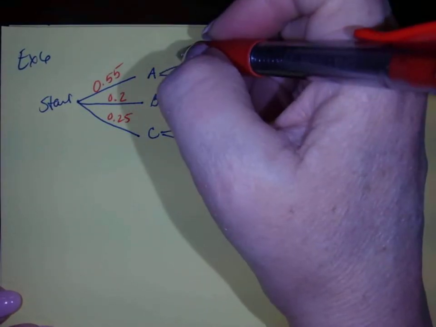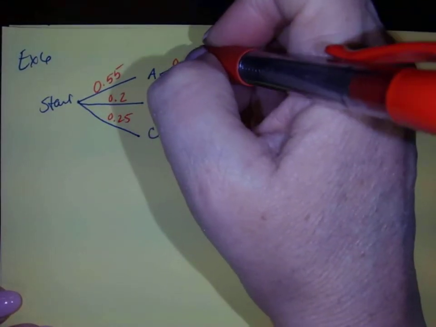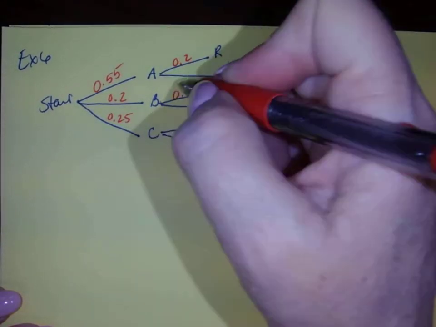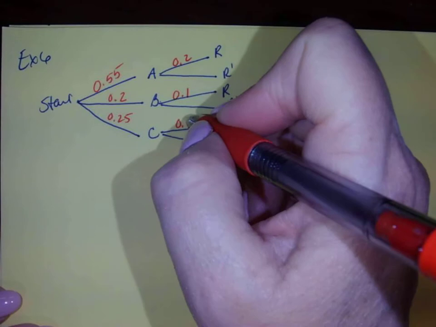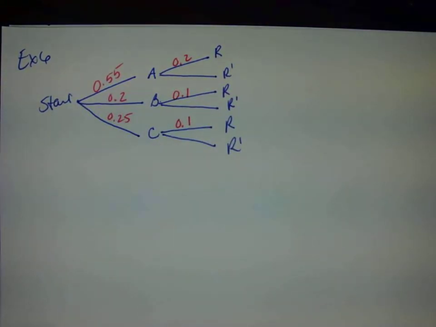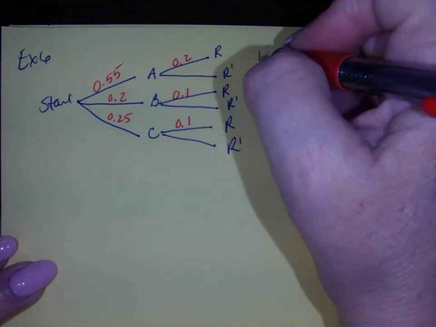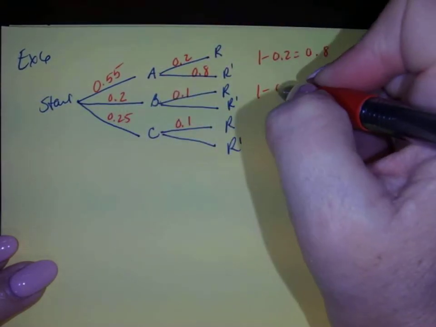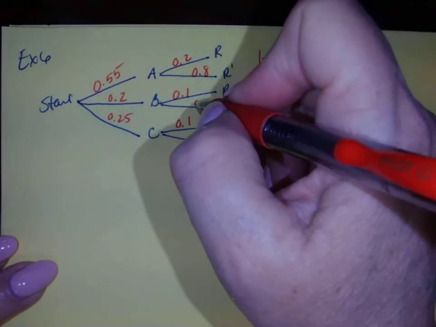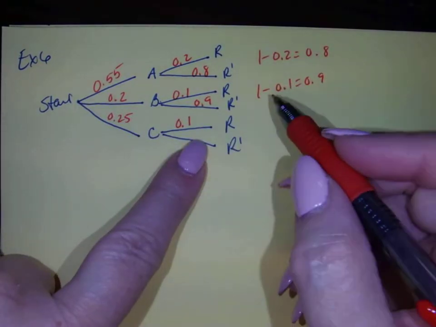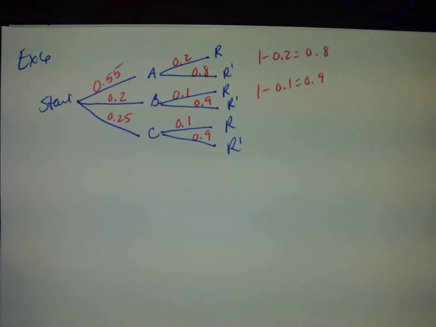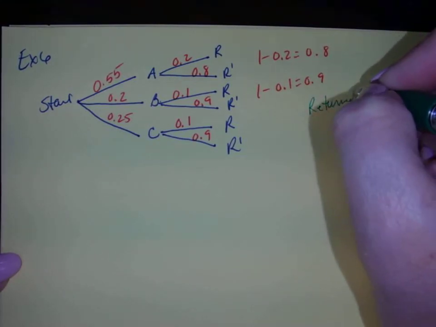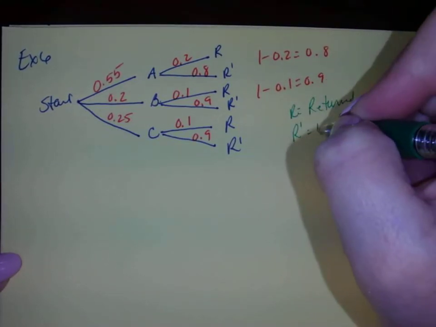Returned is 20% for brand A, and for brand B it is 10%, so 0.1, and it's 10% also for C. Now we need to find our second part, so 1 minus 0.2 will get us 0.8. 1 minus 0.1 is 0.9, and this is going to have the same math, so 0.9. And remember that our R is returned, and this equals not returned.